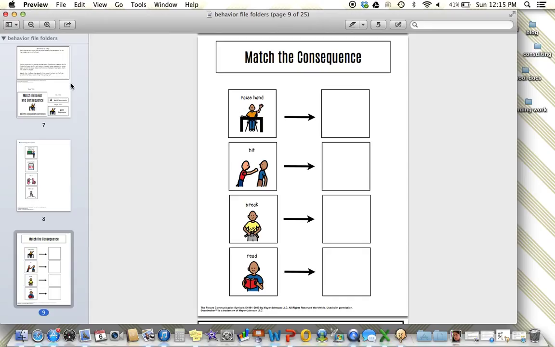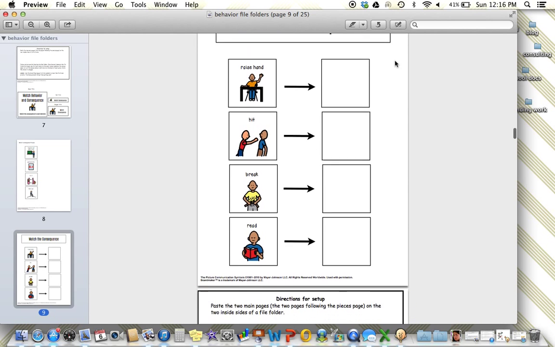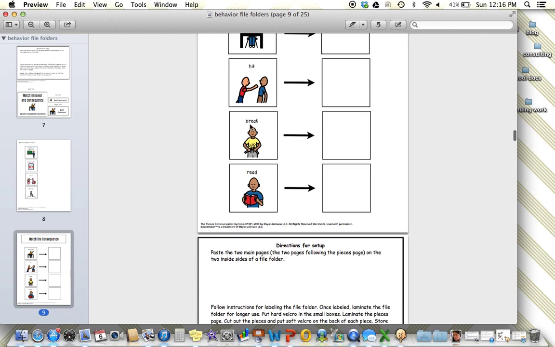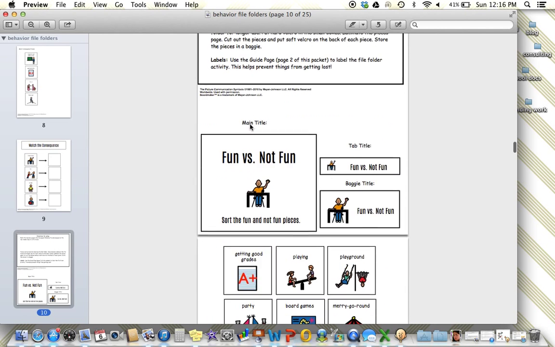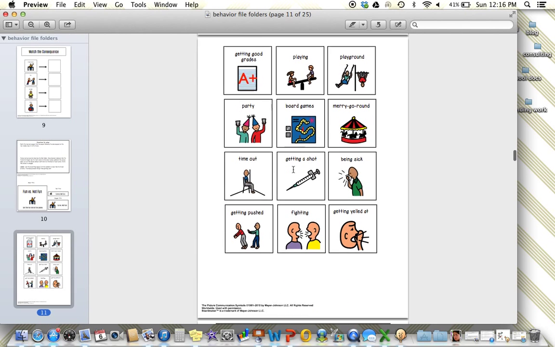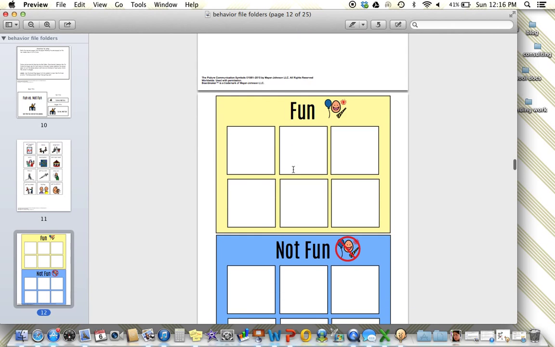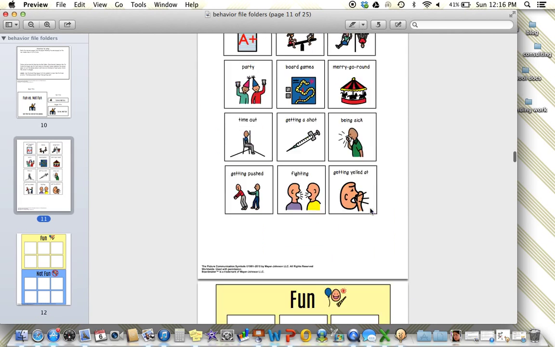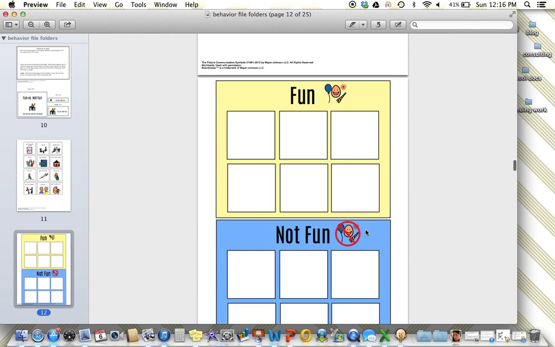So often during meltdown time, when we're trying to work on explaining these consequences and things like that, our kids are not able to attend to that because they're too upset. But working on it when they're not upset in structured teaching time is going to really be effective when the problem behavior does occur. Next is sorting fun versus not fun activities. So again, just more examples of trying to discriminate and generalize which things are fun and which things aren't fun related to different activities and behaviors.